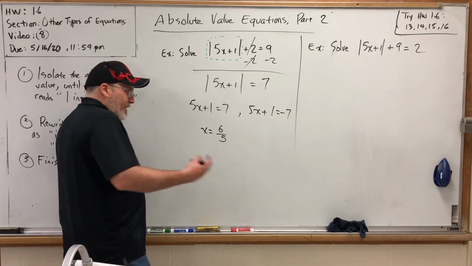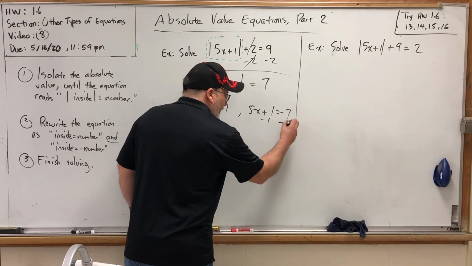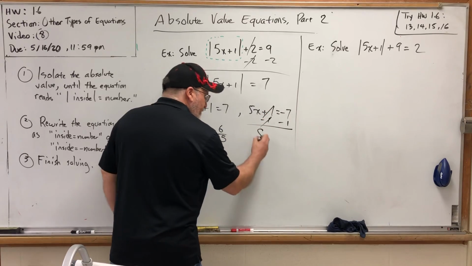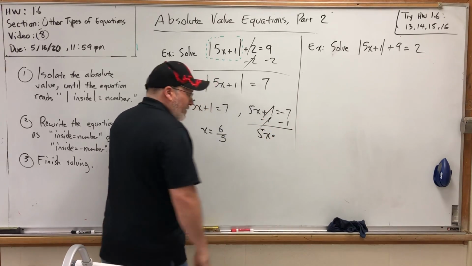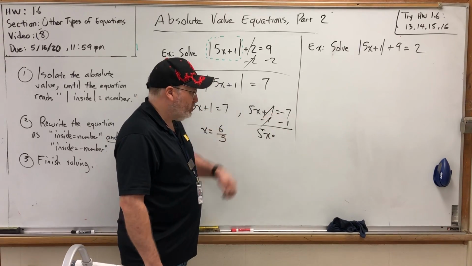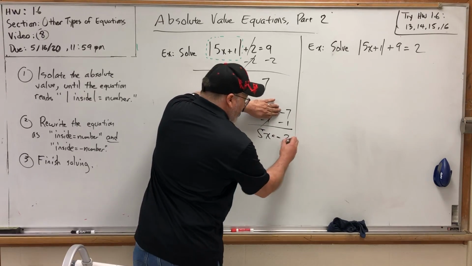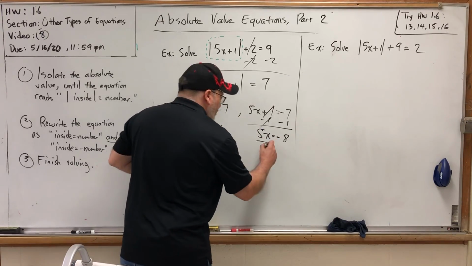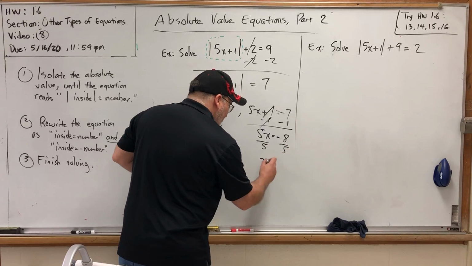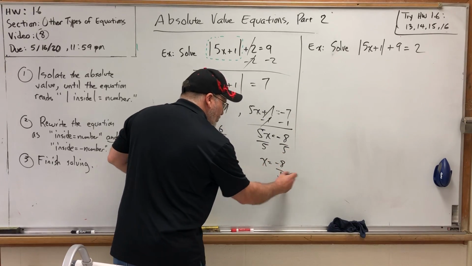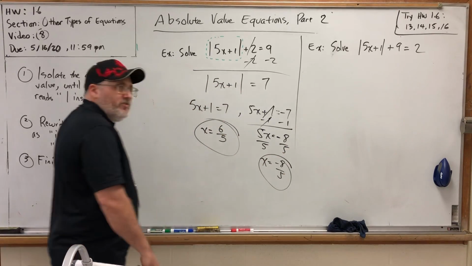So maybe I should have, I'll do it over here. Subtract 1 from both sides. Better be careful, my 7's negative sign almost got consumed by the equal sign. Very easy to overlook. Negative 7 minus 1 is negative 8. And then of course divide by 5. And we get x equals negative 8 fifths, along with x equals positive 6 fifths.